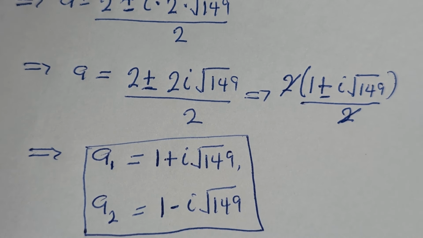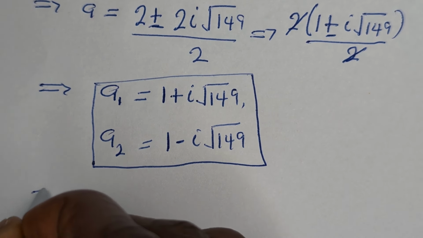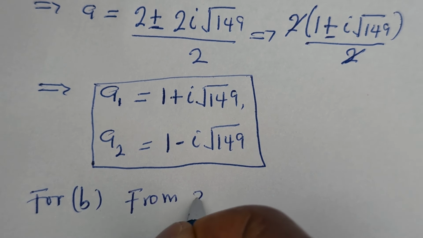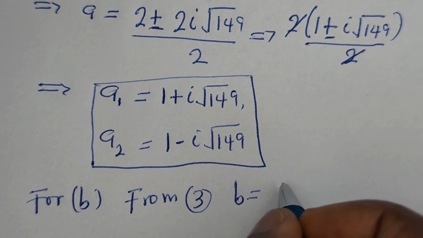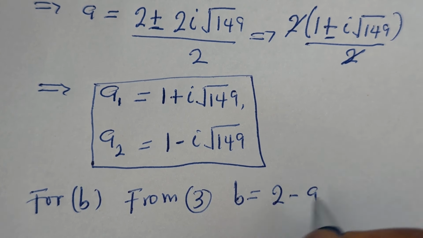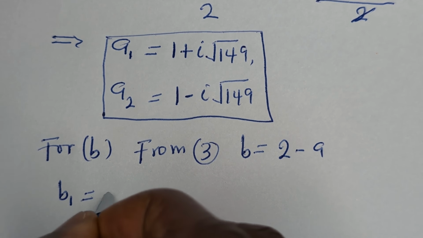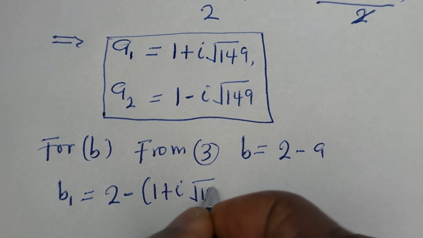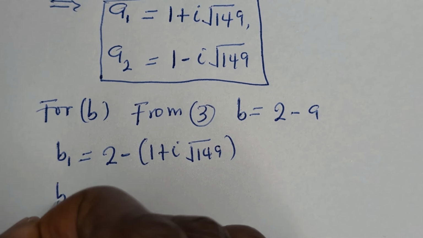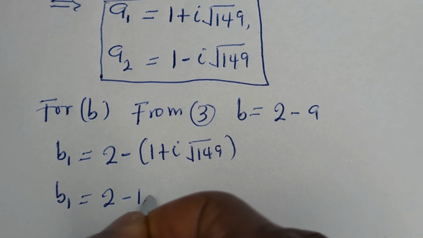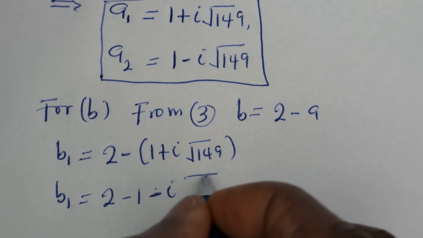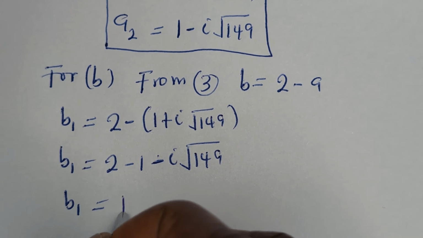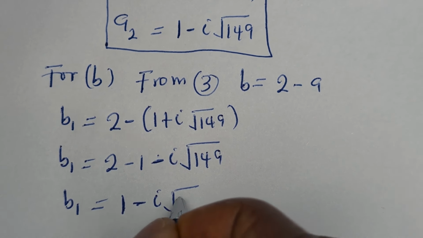You've gotten the value of a, let's solve for b. To solve for b, from equation 3, b is equal to 2 minus a. b1 is equal to 2 minus a1, which is 1 plus i root 149. b1 is equal to 2 minus 1 minus i square root of 149. b1 is equal to 1 minus i square root of 149.